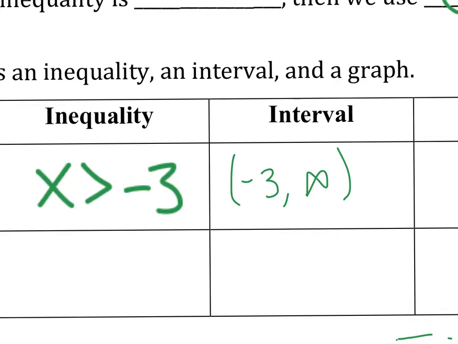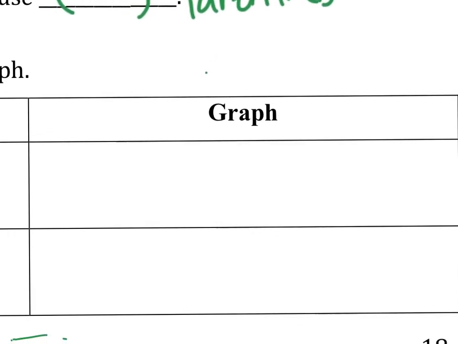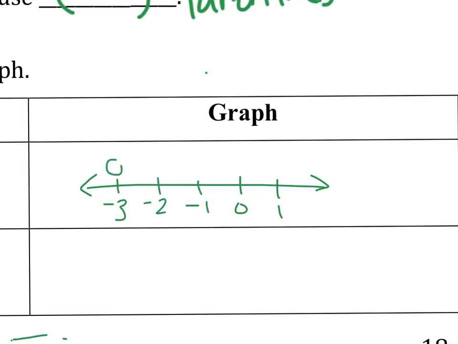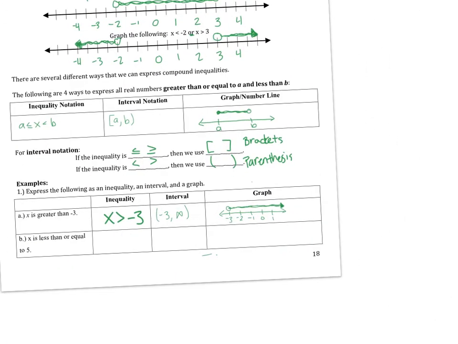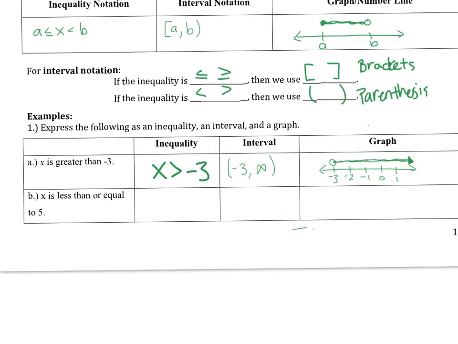Now, how do we graph this? Well, on your number line, and you guys don't need a bunch of numbers, you just need a few. So 0 is going to be open, and it's everything greater, so it's going to be going to the right. So that would be x is greater than negative 3 in inequality, interval, and graph notation.